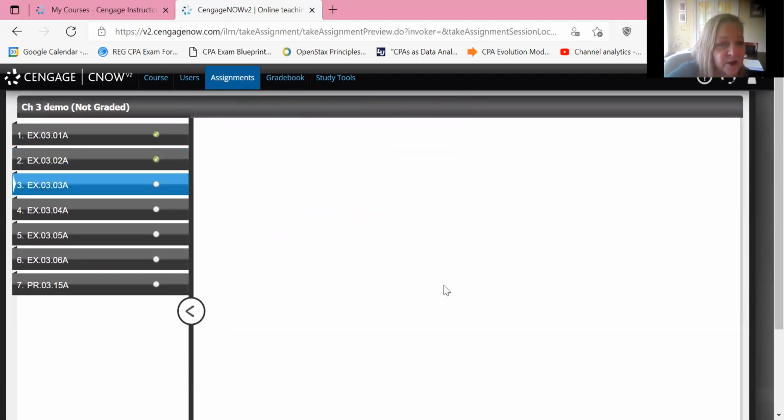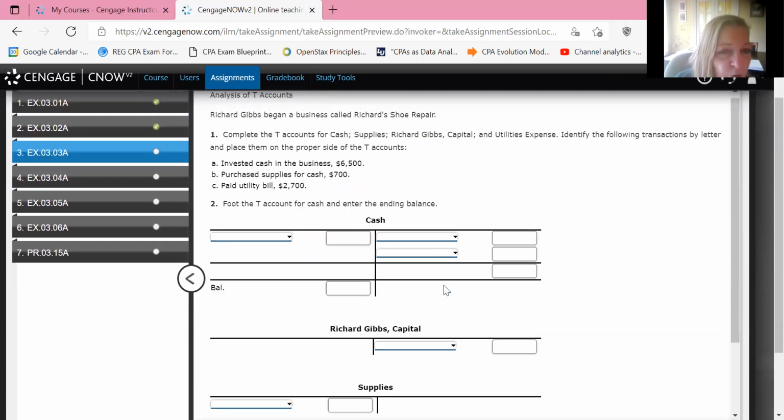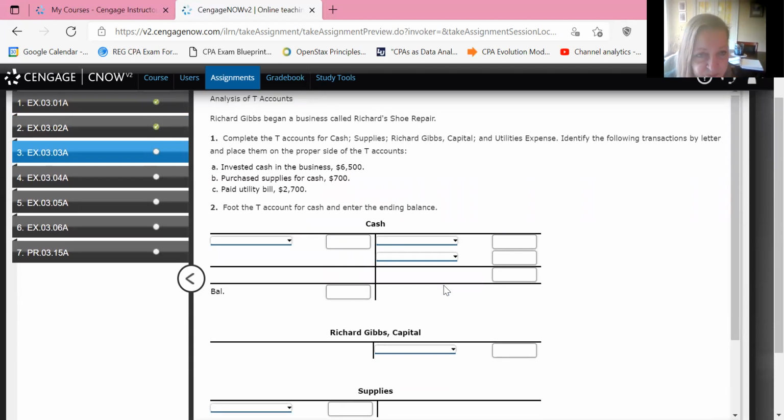Okay, then I go to the next one. This is problem 3.3, or exercise 3.3. Richard Gibbs began a business called Richard Shoe Repair. Complete the T accounts for cash, supplies, Richard Gibbs capital, and utility expense. It wants us to take these transactions and post them to those different T accounts, using the A, B, C to identify them.